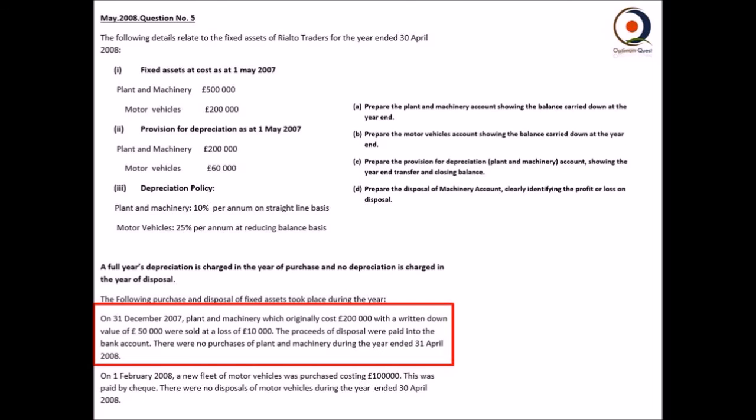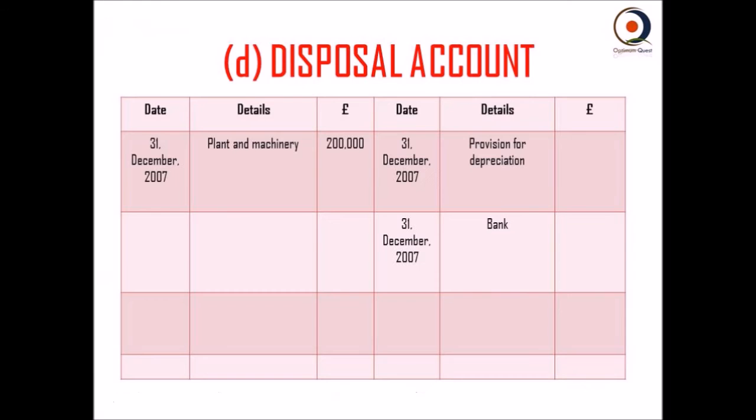To start with the disposal account, the first thing we need is the cost price of the disposed asset. So the question mentions that on 31 December 2007, plant and machinery which originally cost 200,000 with a written down value of 50,000 were sold at a loss of 10,000. So the plant and machinery we sold had a cost price of 200,000. So this will be recorded on the debit side of the disposal account as plant and machinery of 200,000.